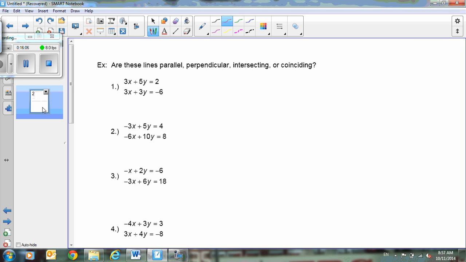All right, moving on to page 2. Let's use that information to work these examples. Notice all of these equations are in standard form.